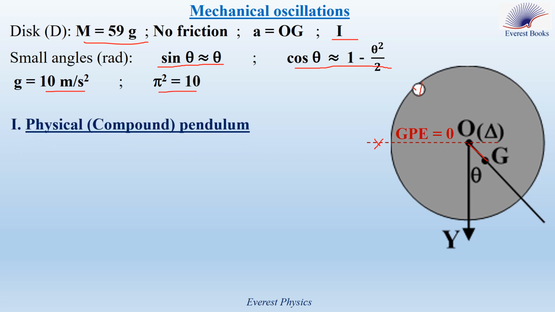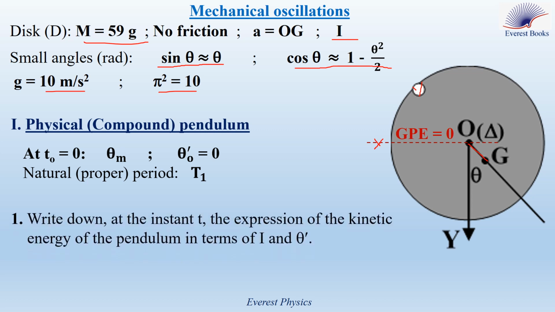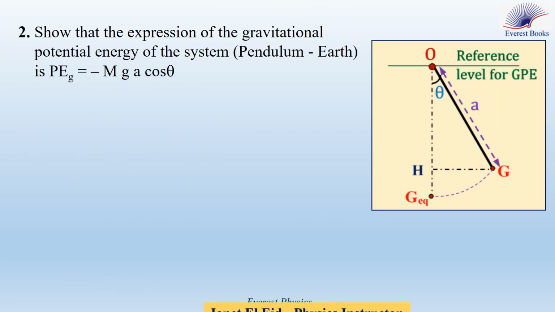Number 1. Physical or compound pendulum. We shift the disk by a small angle theta m from its stable equilibrium position and then we release it from rest at time 0. The pendulum oscillates without friction with a natural period T1. 1. Write down at the instant t the expression of the kinetic energy of the pendulum in terms of I and theta prime. The kinetic energy is given by 1/2 I theta prime squared. Let's move to part 2.